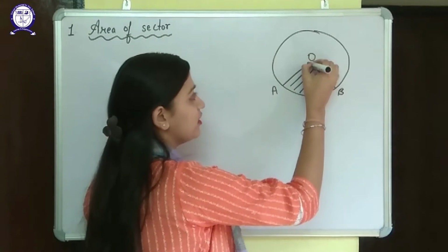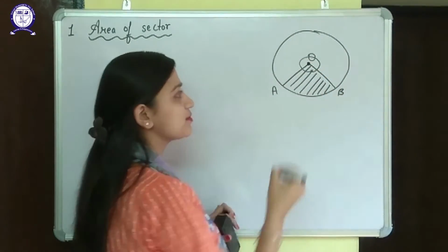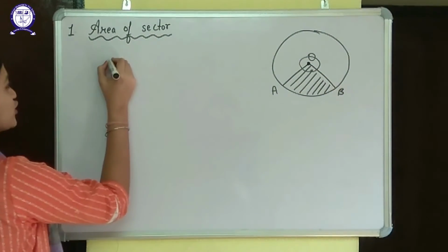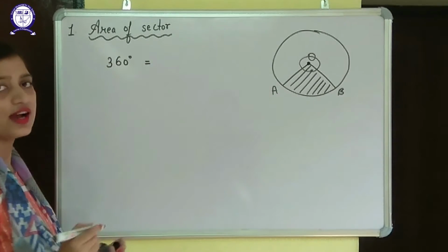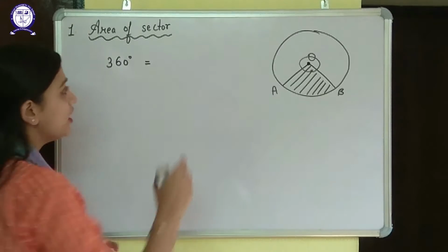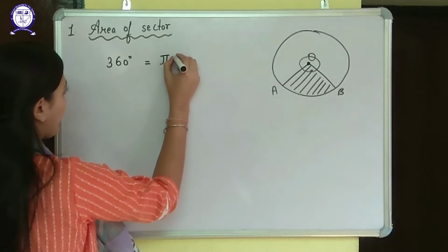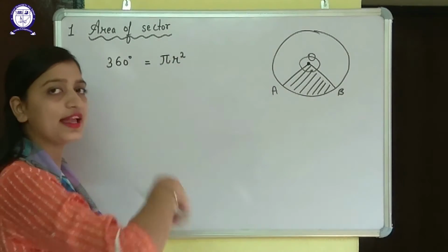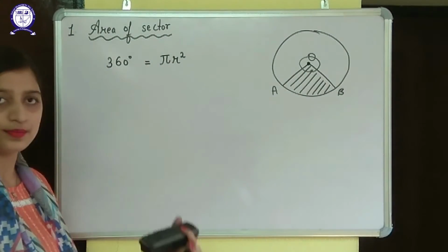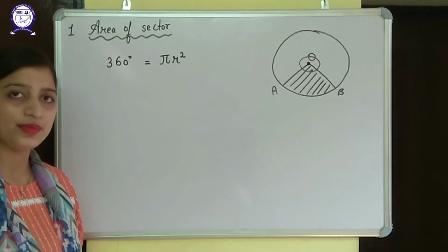This is my center. Now what is the angle here? This is my 360. So in 360 degrees, how much area is covered by the circle? This is my pi r square. When a circle is taken as 360 degree, that is complete circle, so it will have the complete area.